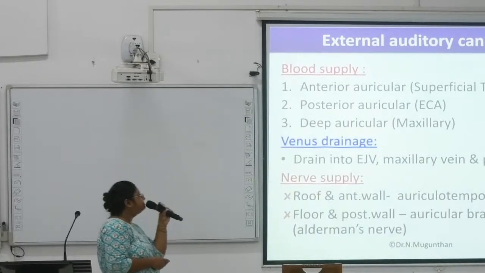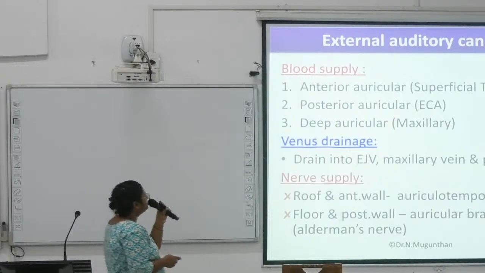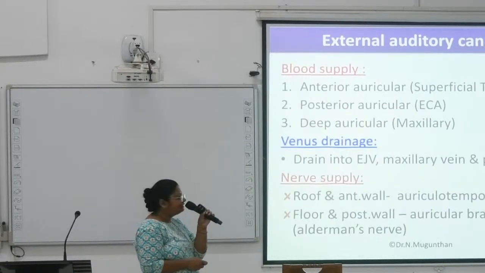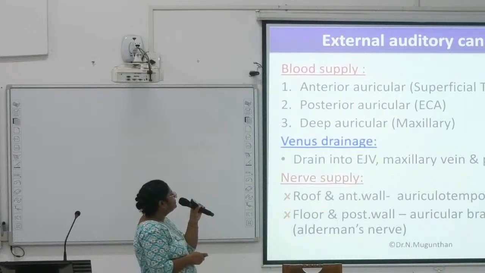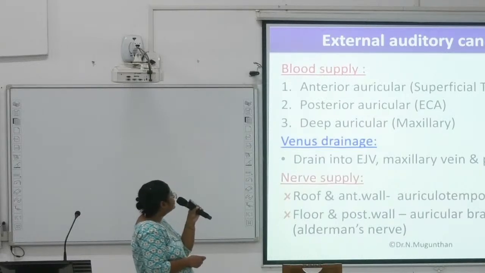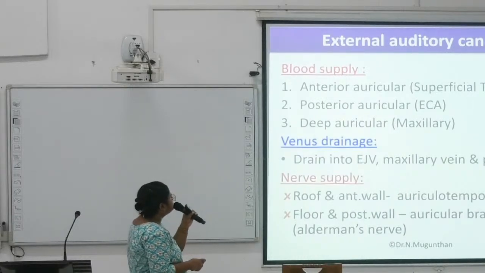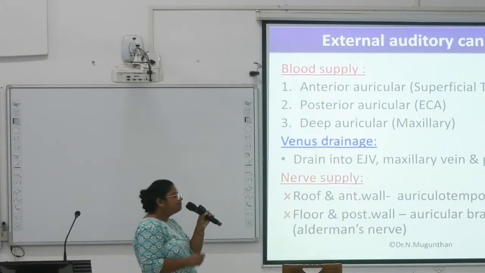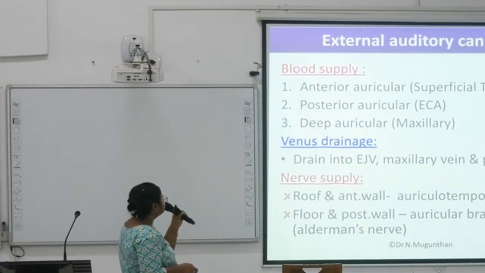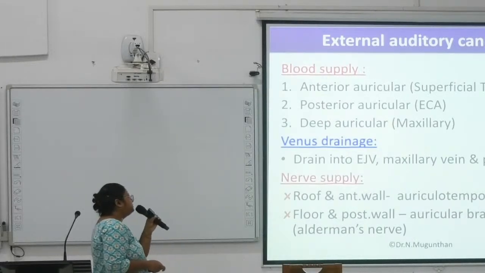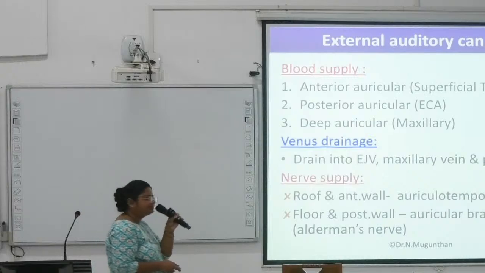Now we go to the blood supply. It is supplied by anterior auricular or superficial temporal artery, posterior auricular or external. It is a branch from the external carotid. Anterior auricular is branch from superficial temporal. Posterior auricular and deep auricular. Posterior auricular is branch from external carotid artery and deep auricular is branch from maxillary artery. So these are the blood supply of the external auditory canal. Next you go to the venous drainage, drain into external jugular vein, maxillary vein and pterygoid plexus of veins.